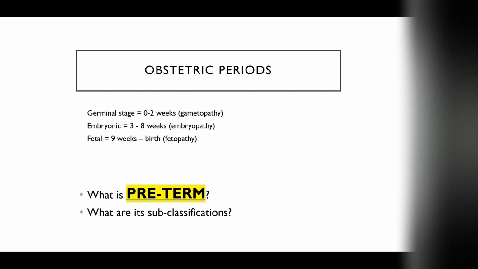This is basically your obstetric period. When talking about diseases of the baby before birth, we have germinal, embryonic, and fetal stages, and these are the diseases: gametopathy, embryopathy, fetopathy. That's from your genetics lesson. And then talking about more clinical aspects, especially for pediatrics, we have to define the preterm ones. When we become pediatricians, we are going to ask the history of the baby and whether he was born preterm. So what is preterm and what are its classifications? How can you subdivide preterm?